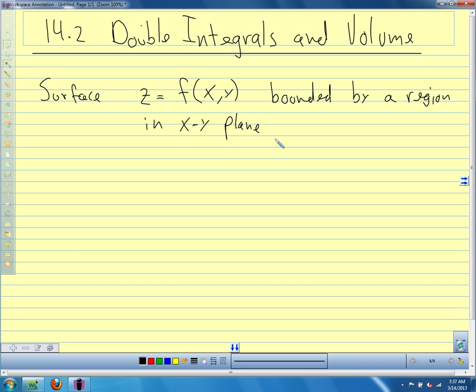And we want to find the volume of the solid that's formed by the boundaries of this region in the xy plane up to the surface. So underneath the surface, but inside this boundary in the xy plane. So we're going to draw a picture of what we're talking about. So here are our axes.